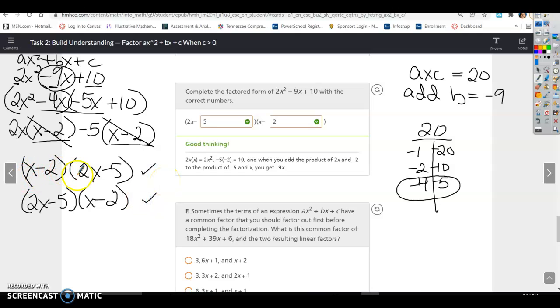But if I change the number, if I try to write x minus 5 and 2x minus 2, that is not correct. See, if you multiply, you get 2x squared, minus 2x, minus 10x is minus 12x, which does not work in the middle. So this would not work. All right.